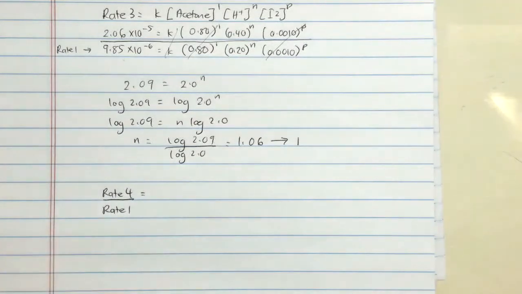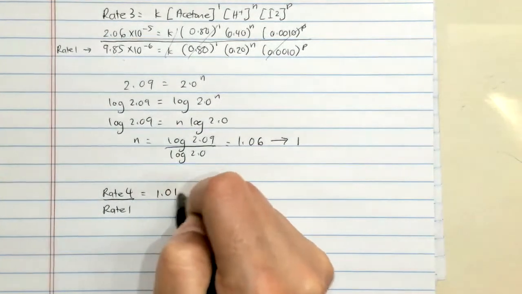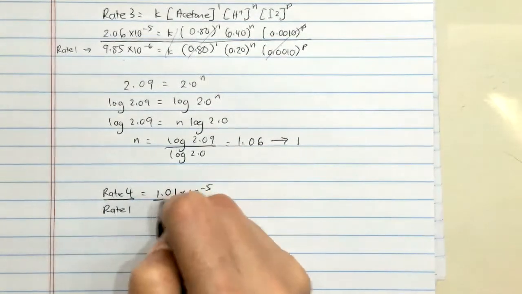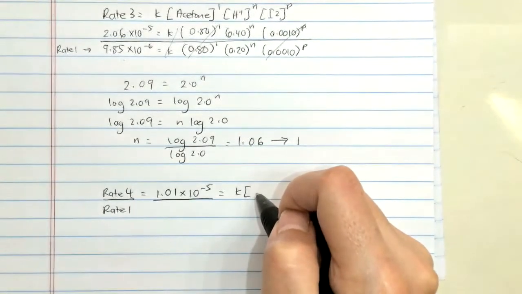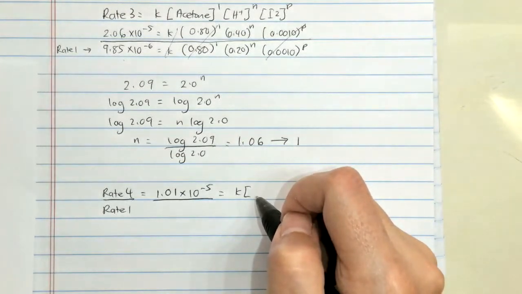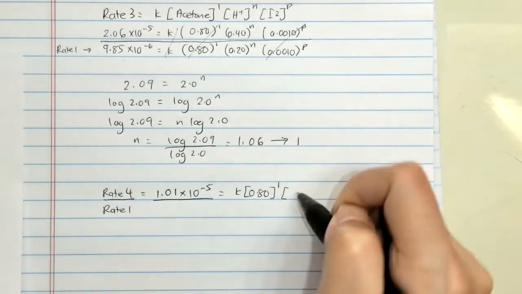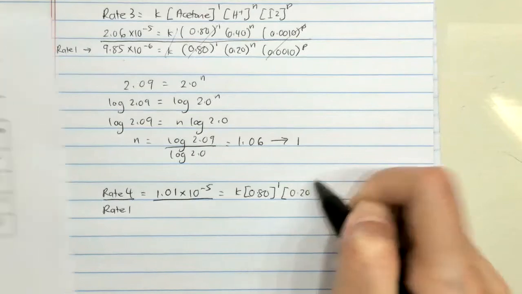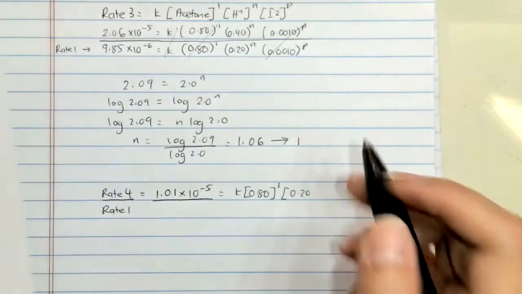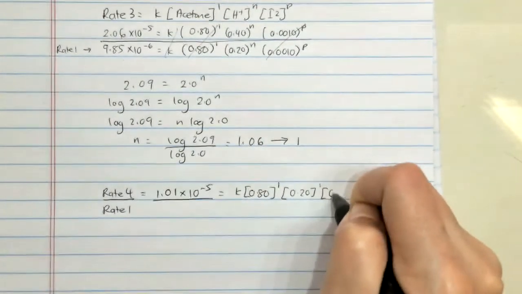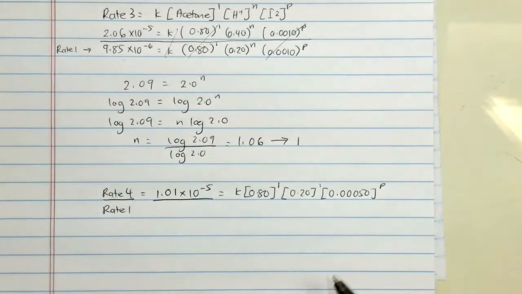So rate 4 from my chart is 1.01 times 10 to the minus 5. Just keep in mind your number will not be the same, okay? That equals K. And then I already know my acetone. So let's go ahead and put my acetone in line 4 is 0.8 to the power of 1. And then I know my HCl is 0.2. I'm just writing that down from here. Line 4 is 0.8, 0.2, and 0.0005, 0.0005 to the power of p. I don't know what that is. I'm looking for that.